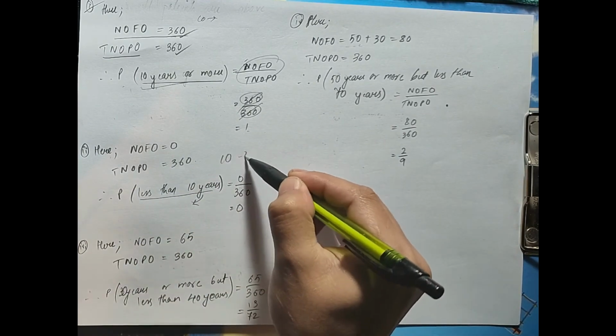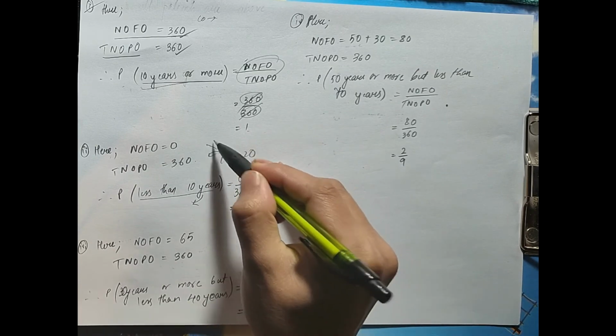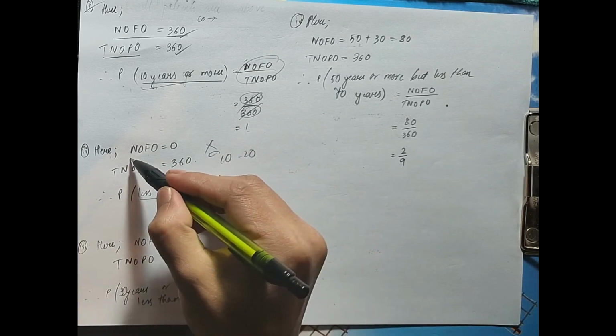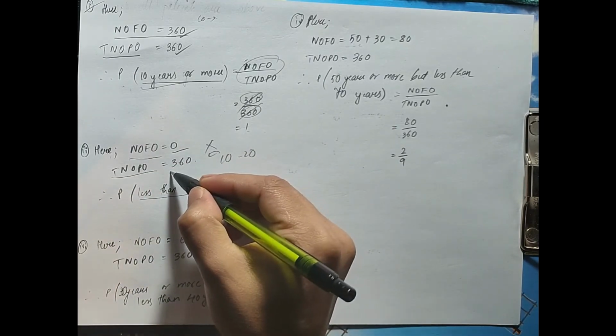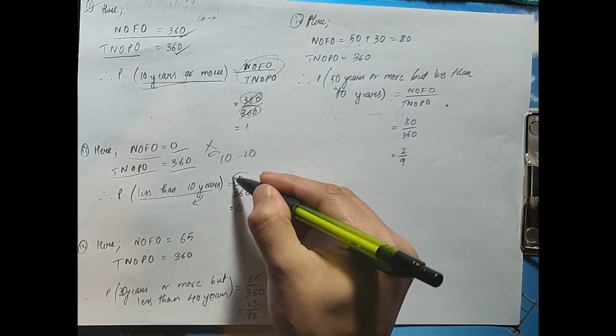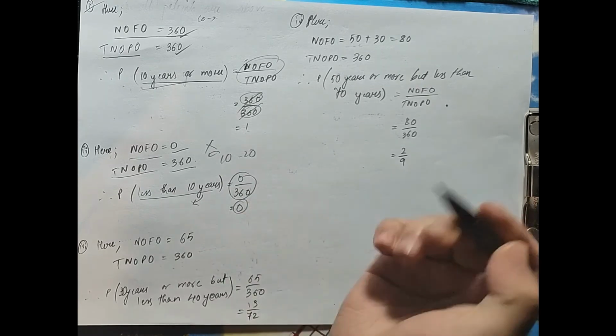For the second one, that is probability of getting someone who's less than 10 years. Now it started from 10, so obviously there will be nothing before 10, right? So number of favorable outcome will be 0, and total number of possible outcome will be 360. If you substitute, you get 0 by 360, that is 0.